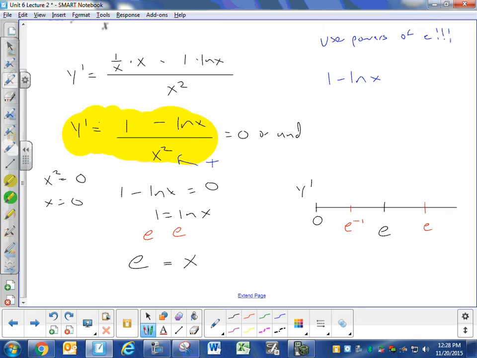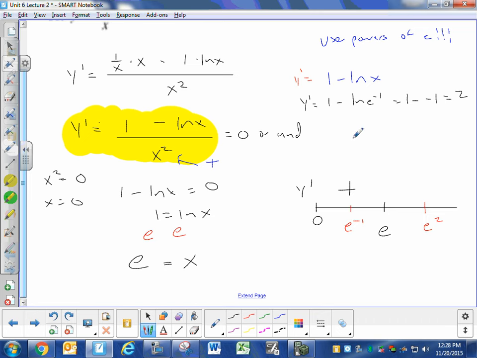and e squared. Those are values that will help me determine the sign of 1 minus log x. So I will start by using e to the negative first. 1 minus log of e to the negative first would be 1 minus negative 1. That is a positive 2. So I know that all signs of my first derivative will be positive between 0 and e.